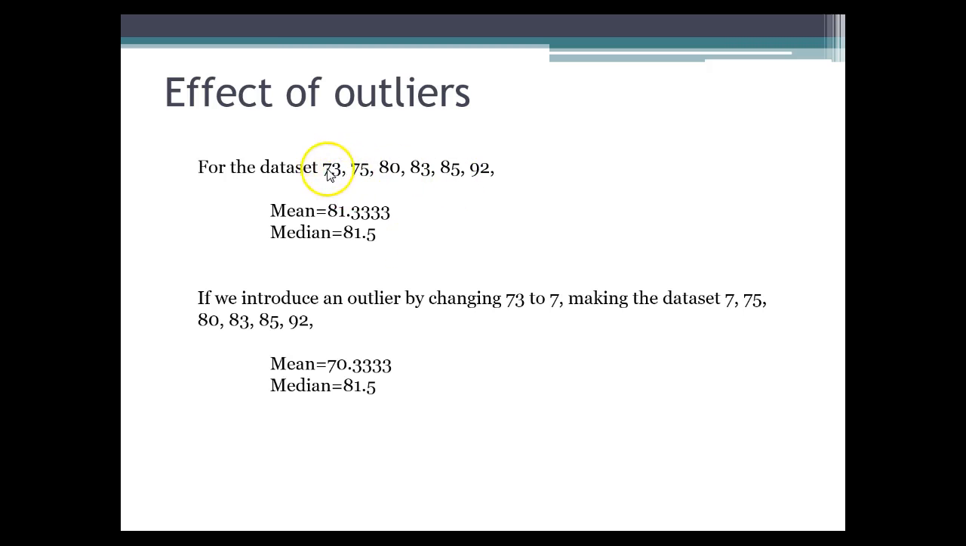So let's talk about outliers, and we'll formally define outliers in a couple of sections from now, but for now, outliers are just an extreme observation. So for this data set, we've got a mean of 81 1/3 and a median of 81.5. Let's change this lowest observation to a 7 so that we make it an outlier. So what happens here? The median stays the same, but the mean decreases from 81 to 70.